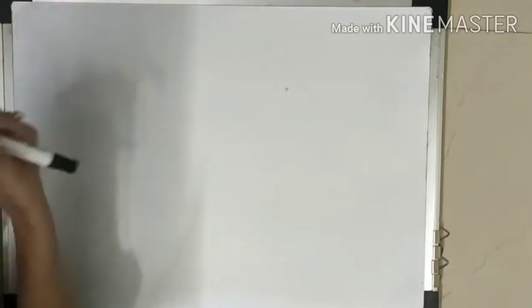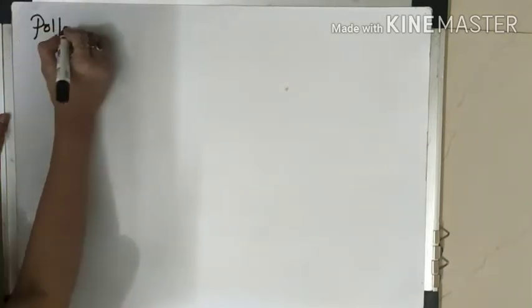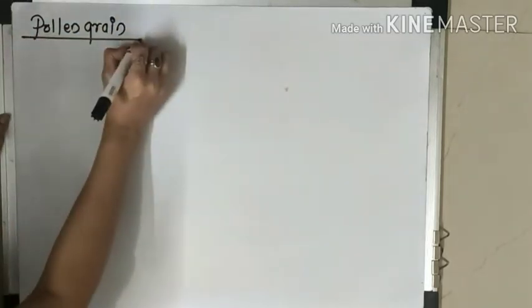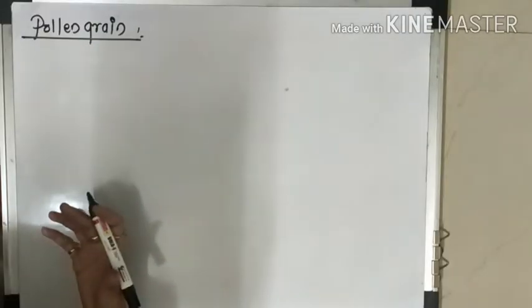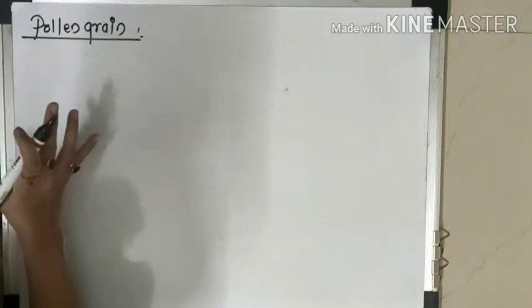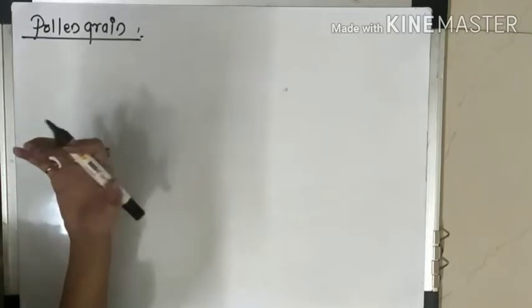Good morning, dear students. Today's new topic is the pollen grain, its structure, and the formation of the pollen grain. So we are going to study about pollen grain. You know what we mean by pollen grain. How can we define it? Very simply, the pollen grain is best defined as a partially developed male gametophyte.